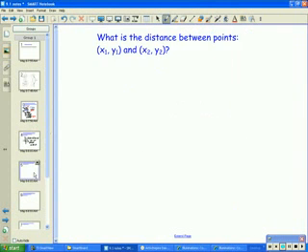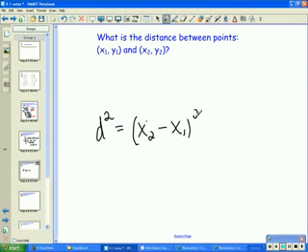Let's go over here. What's the distance between x1, y1 and x2, y2? So the general formula. The distance squared is, remember we took the difference of the x's, so x2 minus x1 squared plus y2 minus y1 squared. And the order doesn't really matter.